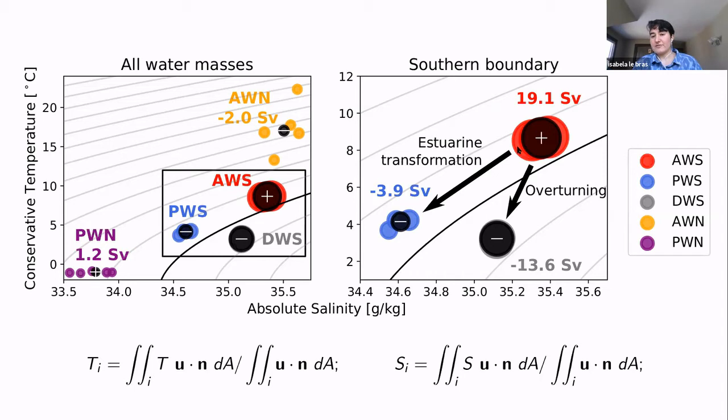So at the southern boundary, you have 19 spiridrips of Atlantic water flowing in. It's warm, salty. As part of the overturning circulation, it's transformed into something that's denser, colder, and fresher. So here's the deep water south, and there's about 14 spiridrips of that. And then you have the estuarine transformation, which creates this colder, fresher water mass that's actually about the same density as the Atlantic water. And then the polar water north, that inflowing cold, fresh water, is a lot fresher. There's not a whole lot of it, just about a spiridrip.